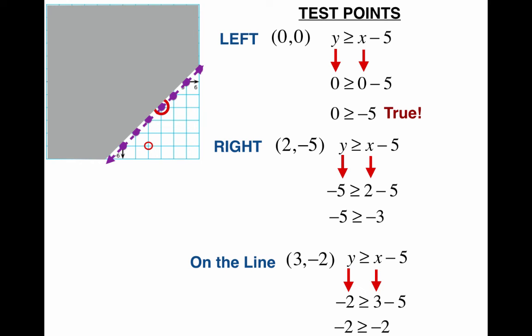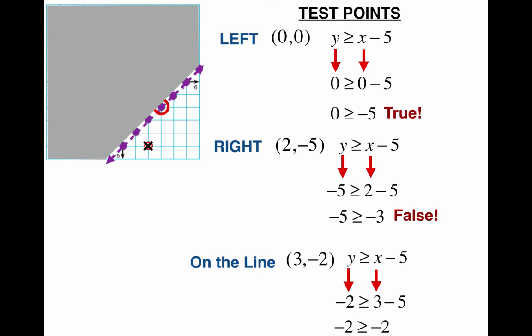Now the right side was -5 is greater than or equal to -3. Is -5 greater than -3? It's not. -5 is not greater than -3. This one fails, so I'm going to put a little false next to it, and I'm going to put an X on the graph. That point is not passing. We will not get the shade on the right-hand side.